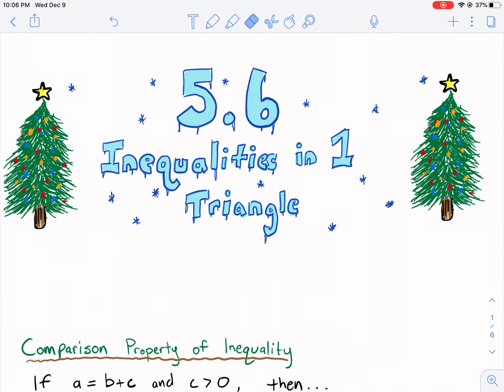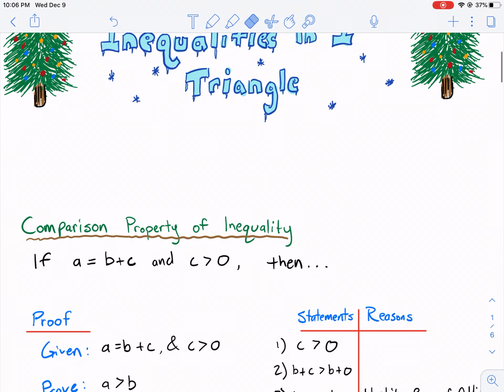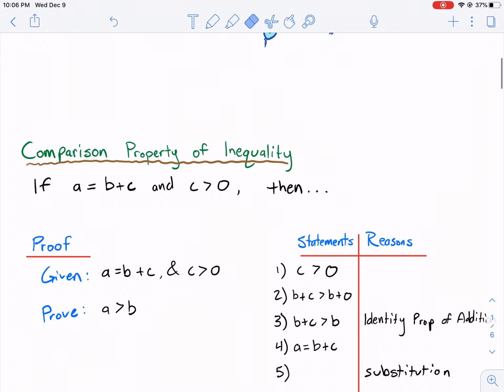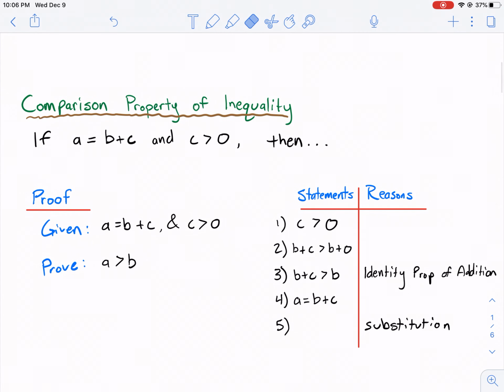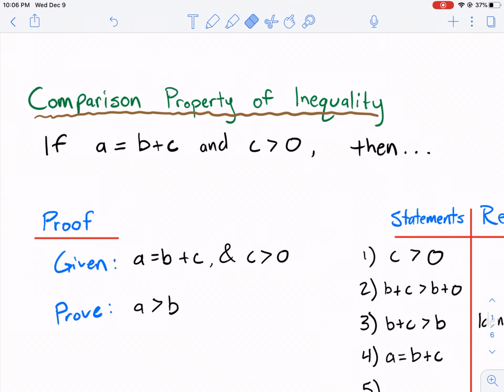Welcome everyone to 5.6 Inequalities in One Triangle. So this is a geometry concept extending the idea of triangles and angles and the related sides. Let's go ahead and start with the proof, everyone's favorite, proofs. Proof is in the pudding, they say.